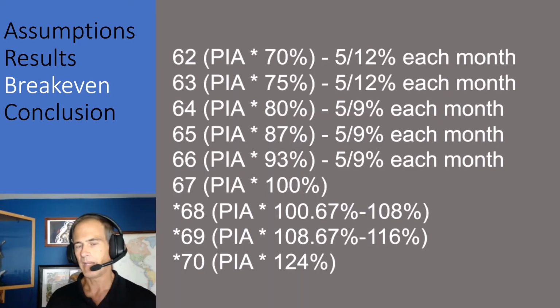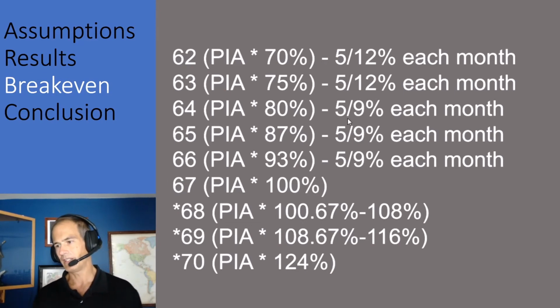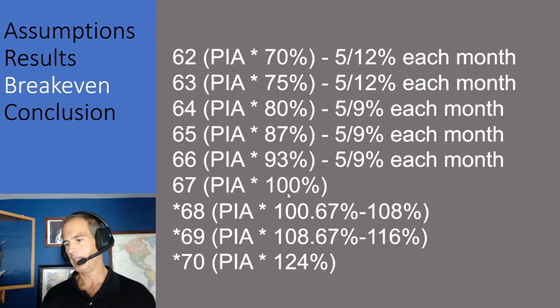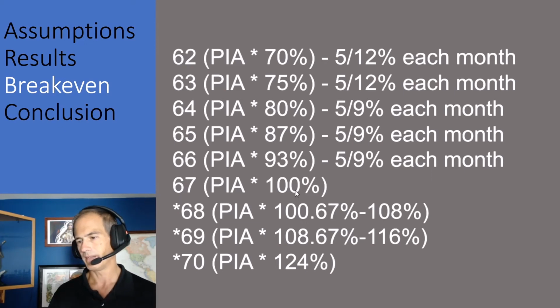How is the increase by waiting calculated? You'll see here I've got a chart that shows our increases for the first 5 years. It goes by month, and from 62 to 64, it's 5% per year, or 5/12% each month. And then from 64 to 67, it's 5/9% each month, which ends up being about 6.67% per year. Obviously at 67, it's full PIA, your full primary insurance amount.